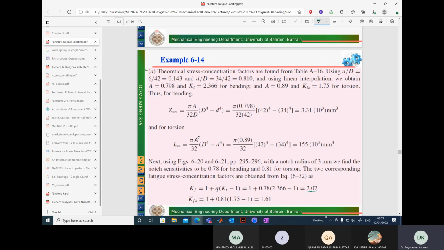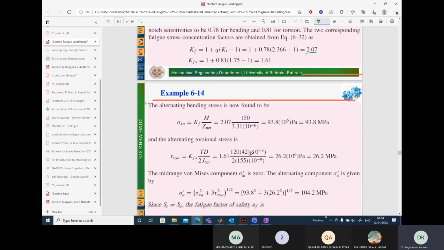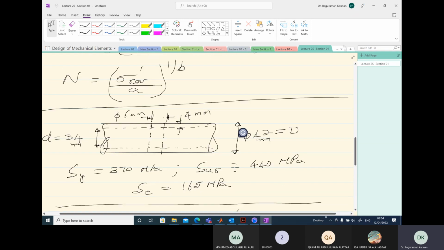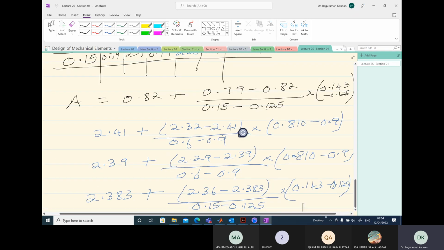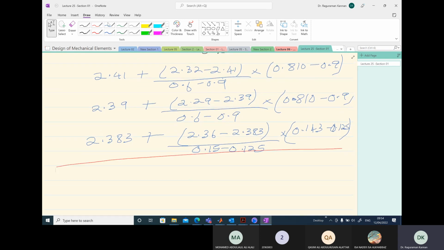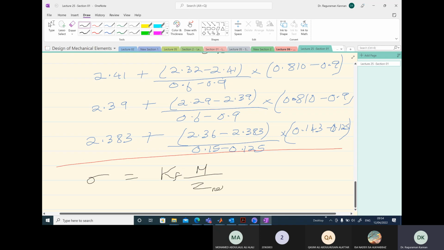Okay, so let's assume we calculated all these values and we have all the quantities, the A here and A here, they are different values. You can see 0.89, 798. After using interpolation, you will get all these values. Substitute, we get Z net and J net. Okay. Now, after you do all this, then you are ready to calculate these stresses. So what are these stresses? Stress is calculated by the formula Kf M over Z net.